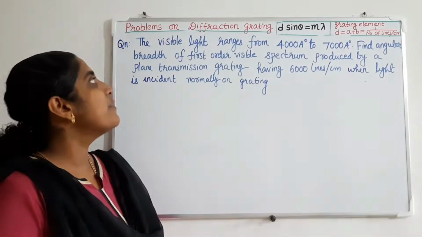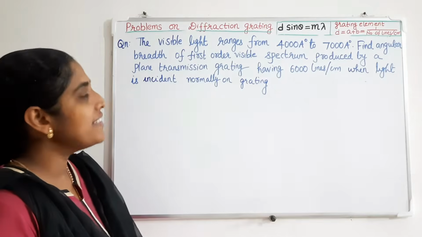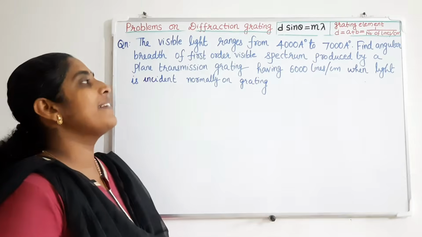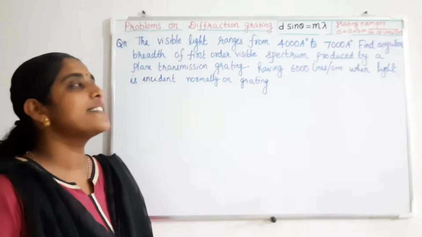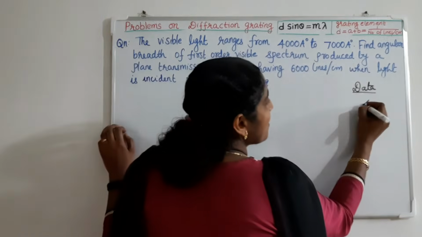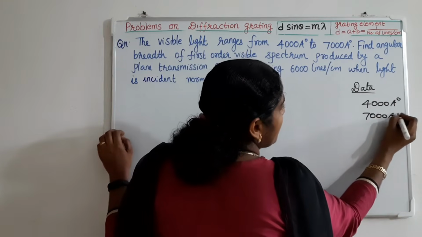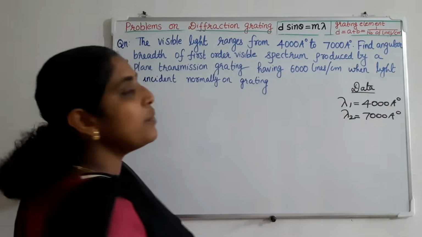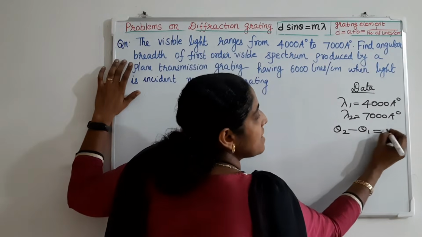Next question. The visible light ranges from 4000 Armstrong to 7000 Armstrong. Find angular breadth of first order visible spectrum produced by a plane transmission grating having 6000 lines per centimeter when light is incident normally on grating. So 4000 Armstrong we can consider as one wavelength lambda 1 and 7000 as lambda 2. Find angular breadth. Angular breadth means theta 2 minus theta 1.